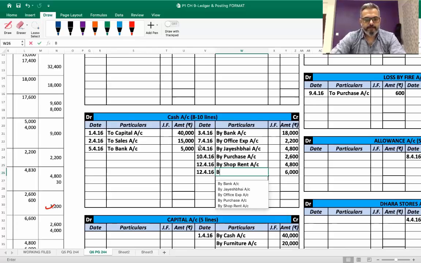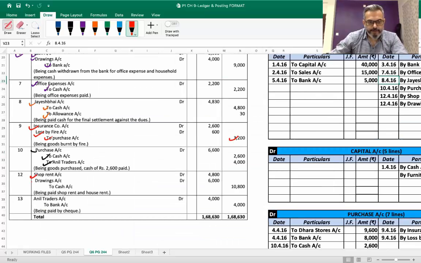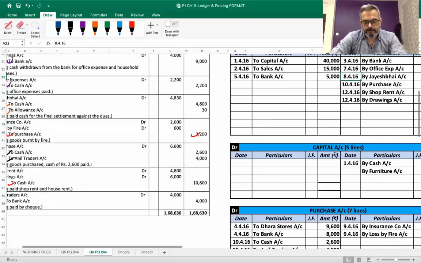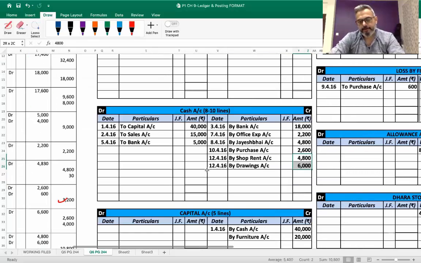So let's check. The effects are properly given. Shop rent account debit 4,800, drawings account debit 6,000, cash account credit 10,800. Okay.